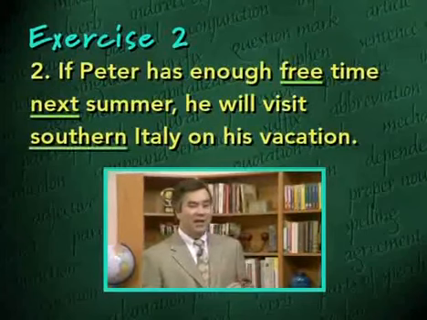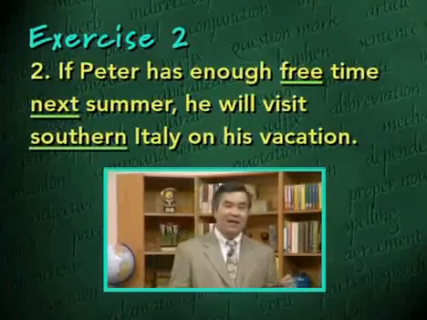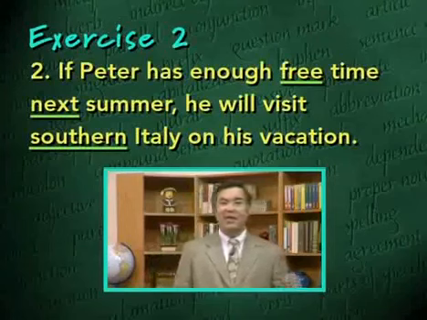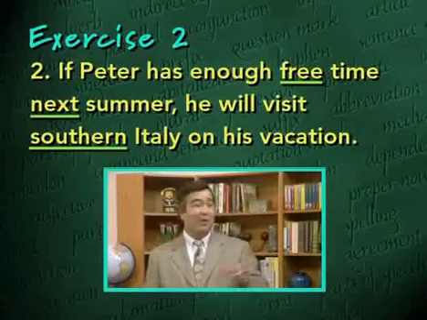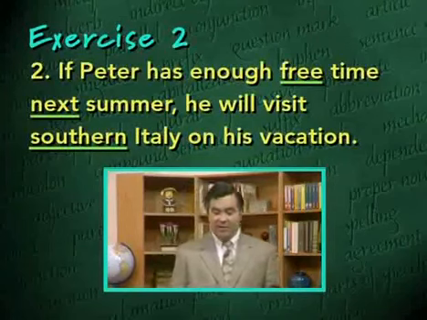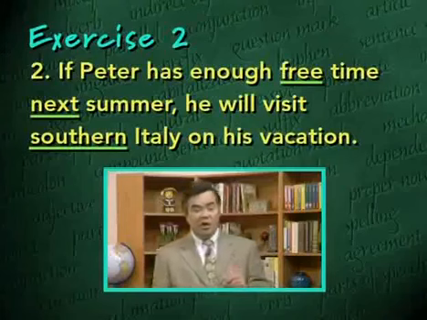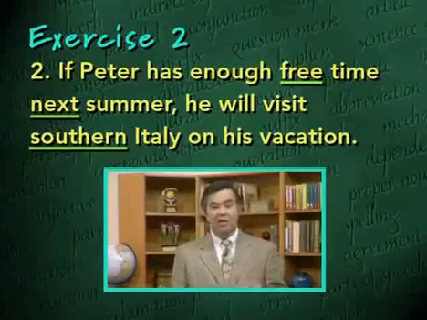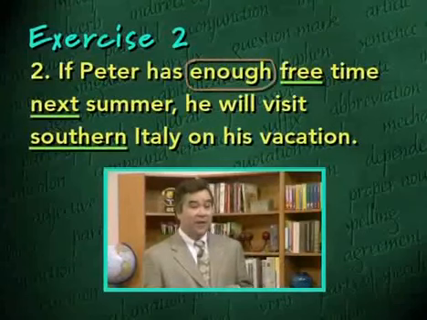Finally, southern is an adjective. It modifies the proper noun, Italy. It gives us more information about Italy, or it tells us more about Italy. What part of Italy? Southern Italy. There's no article in this sentence. The words a, an, and the don't appear, but there is one adverb, enough.